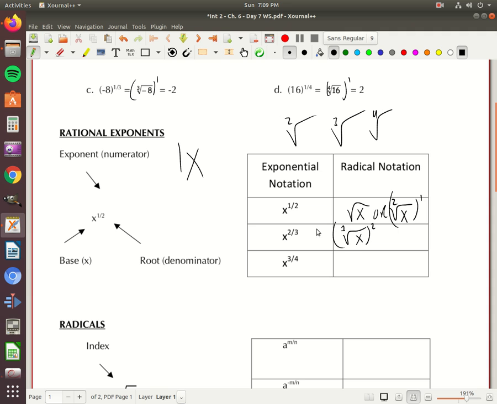But here you have to put a 3 and a 2. And then here, same thing. We're going to say it's the 4th root of x, and you have 3 of those roots. Again, what number times itself 4 times equals x, and then you have 3 of that number.